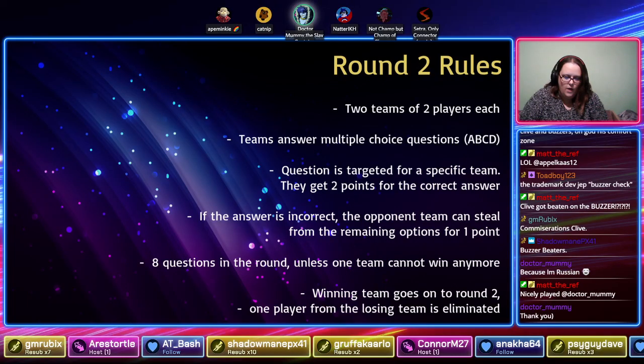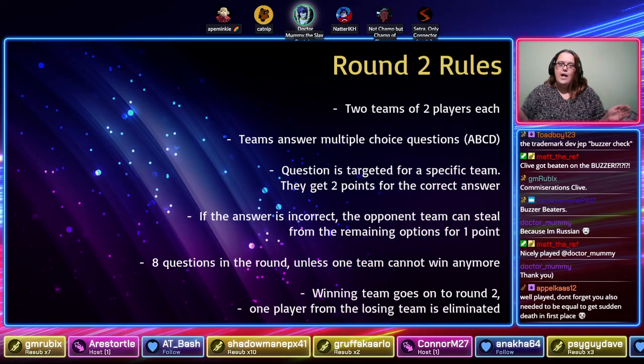Okay, so the way round 2 works is we're going to have 2 teams of 2 players each. It's also going to be multiple choice questions, ABCD this time. Now the team players can confer with each other within the team. Team 1 gets the specific question. If they answer it correctly, they get 2 points. If they don't, the question with the remaining options goes over to team number 2, and if they answer that correctly, they can essentially steal that question for 1 point. The next question firstly goes to team 2, we switch, and then team 1 can steal. So we're going to have 4 pairs of questions, 8 questions in total.